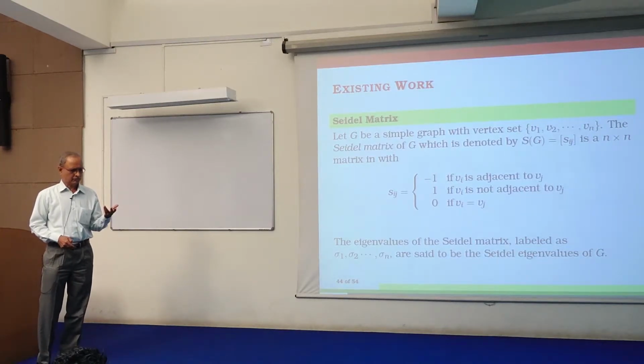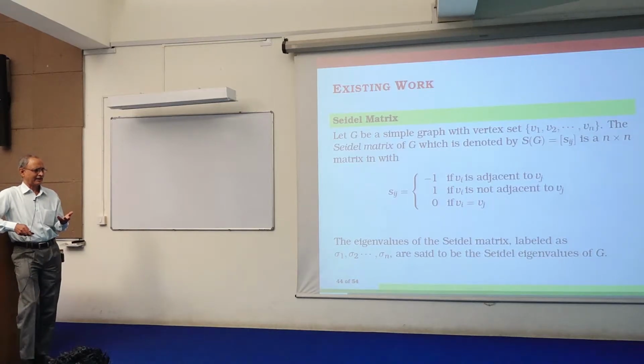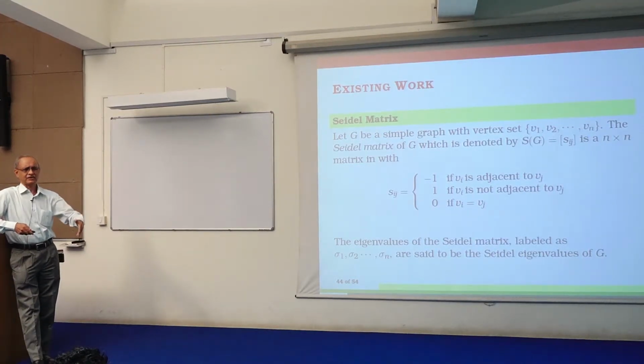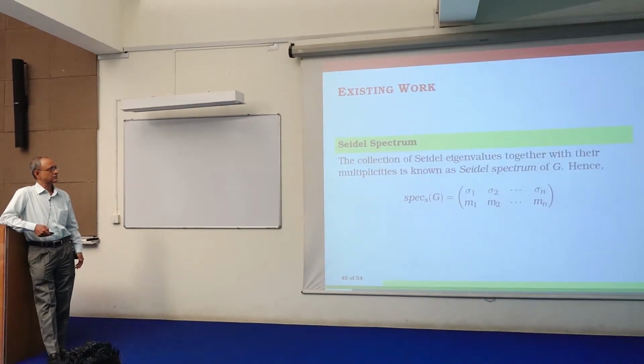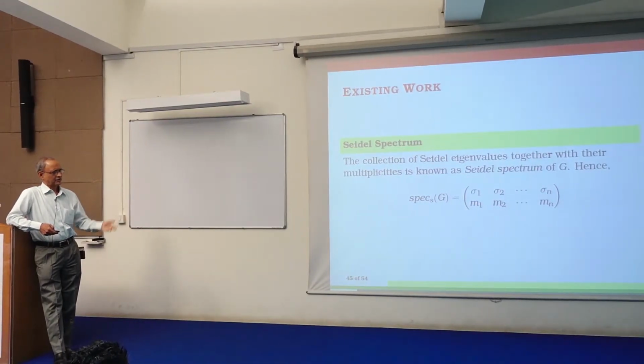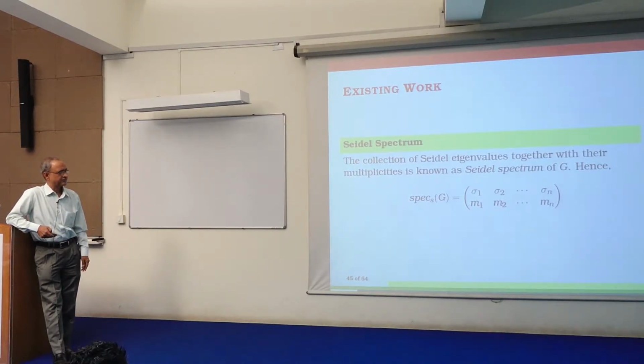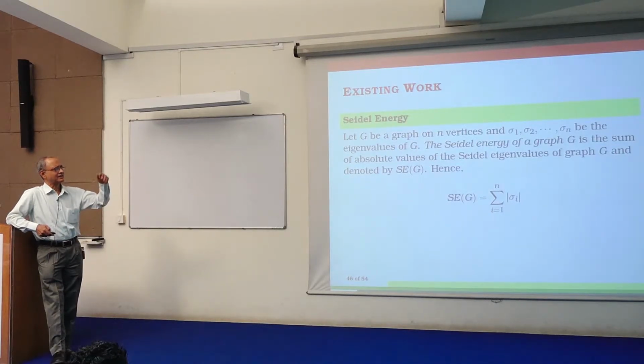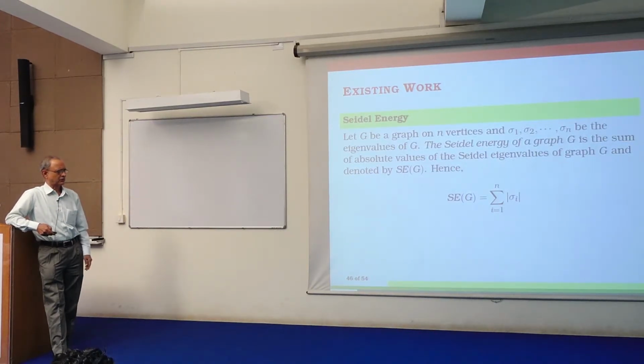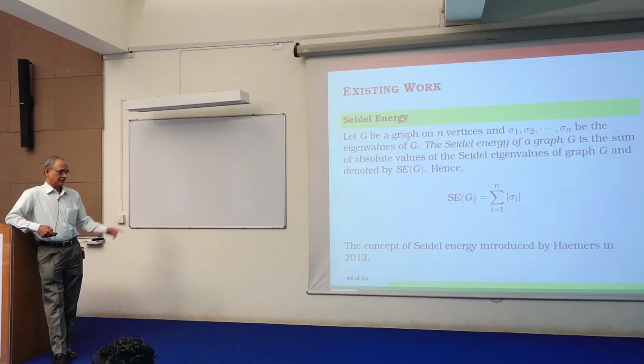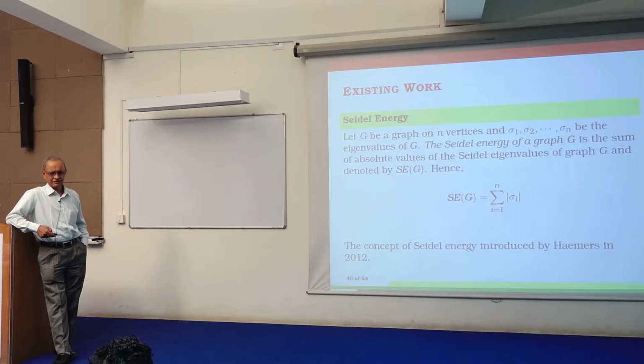Again, in an analogous way we define the eigenvalues of this matrix. They are known as the Seidel eigenvalues of graph G. The Seidel spectrum is the set of the Seidel eigenvalues with their multiplicities. Then the Seidel energy is the sum of the absolute values of the Seidel eigenvalues of graph G. It was introduced by Haemers in 2012.